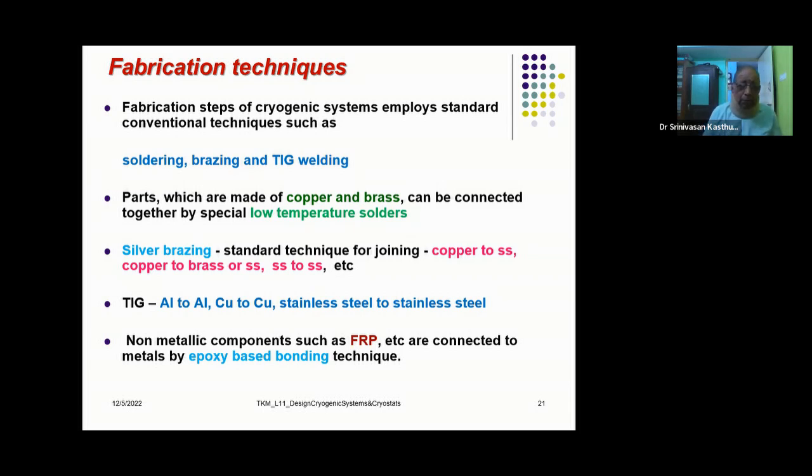All the metallic components are connected by the above techniques of silver brazing, TIG welding, or soldering, etc. But if the systems have non-metallic components and you have to join them to a metallic component, for example, the fiberglass reinforced plastic neck tubes for aluminum vessels, then you must use epoxy-based bonding techniques. These are the ones which are preferred for this.